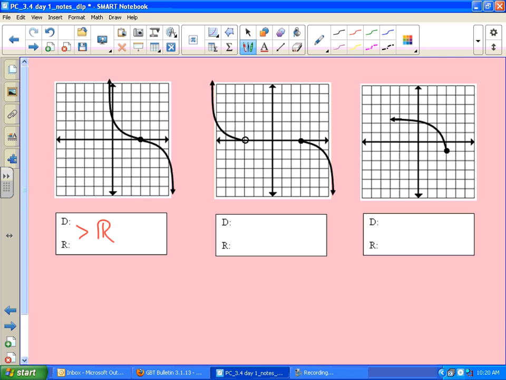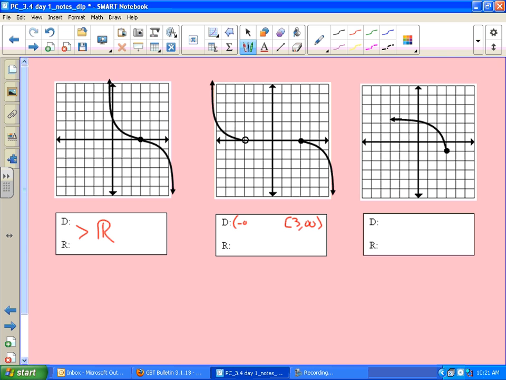All right, who's got the domain for me here? Miss Bobby. X is greater than or equal to 3, and then infinity, so it's a bracket. Okay, so we've got a bracket on 3 going to infinity, so it's going to look like that on that side. And parenthesis, then parenthesis infinity.